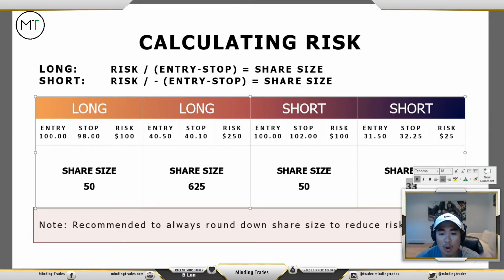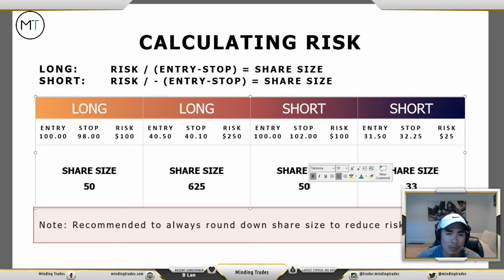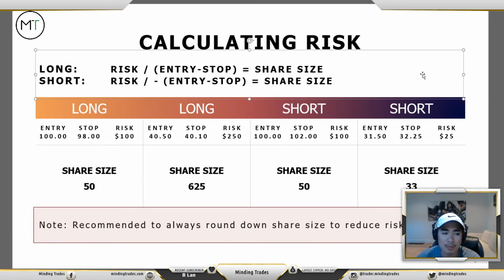So it's definitely all the same thing. And of course, you want to always round down share size to reduce the overall risk. So for example, this might be 633, or this might be 55 shares. Just round down. Makes life much easier.